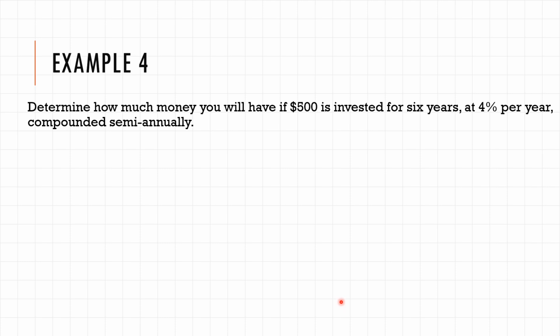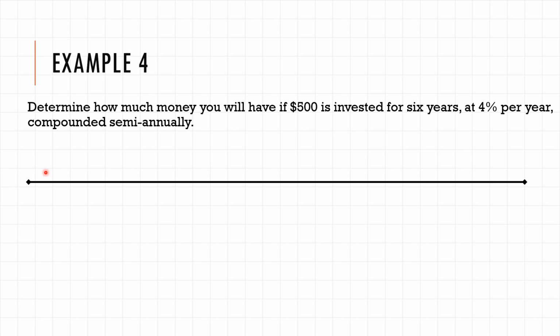Determine how much money you will have if you have $500 and you invest it for 6 years at 4% per year, compounded semi-annually. So this question is very similar to the example number 2, but what I'm going to do here is show you a diagram of what's happening. If this is your term, you're investing this for 6 years, so that's 1, 2, 3, 4, 5, 6 years, and you're starting with $500. How much would this end up being?